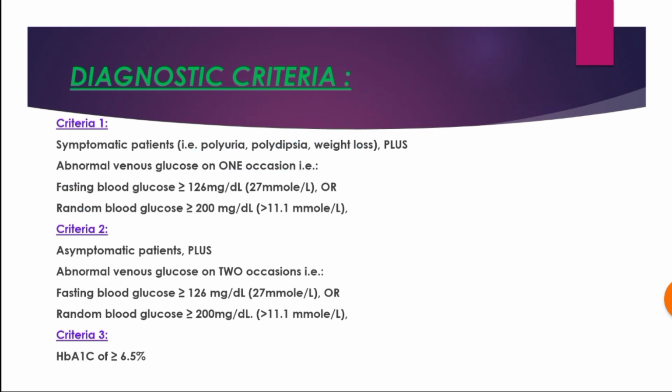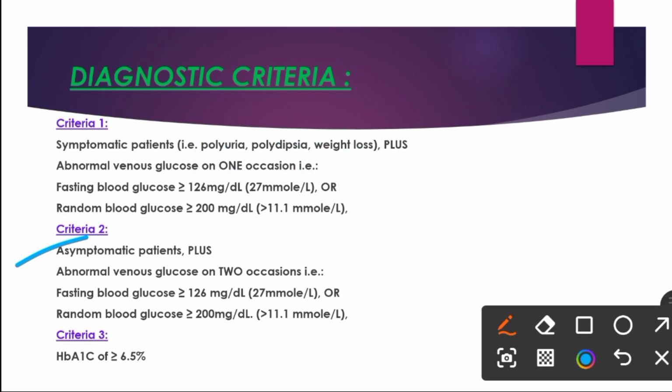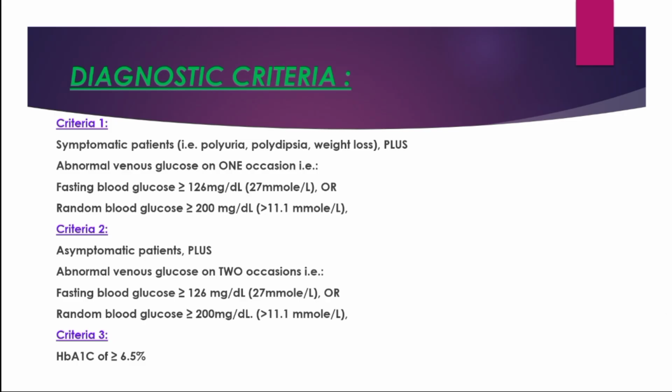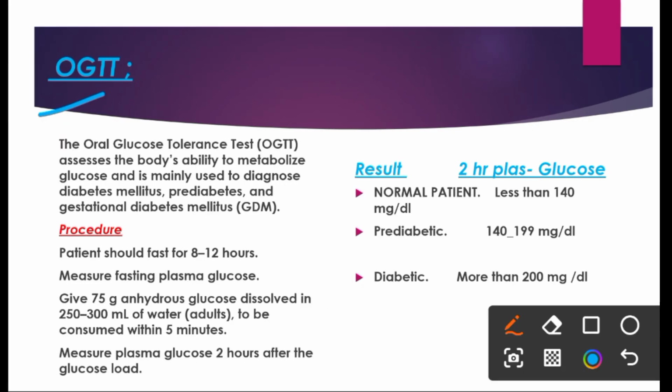Second criteria is the asymptomatic patient, meaning the patient has no symptoms of diabetes, but he or she has abnormal venous glucose on two occasions, that is a fasting blood glucose of more than 126 and a random blood sugar of more than 200 milligram per dL. And criteria 3 is a patient having the HbA1c. HbA1c, or glycosylated hemoglobin, means the amount of glucose that is bound to the hemoglobin. So if the average amount of glucose bound to the hemoglobin is more than 6.5, it also indicates that the patient has diabetes.